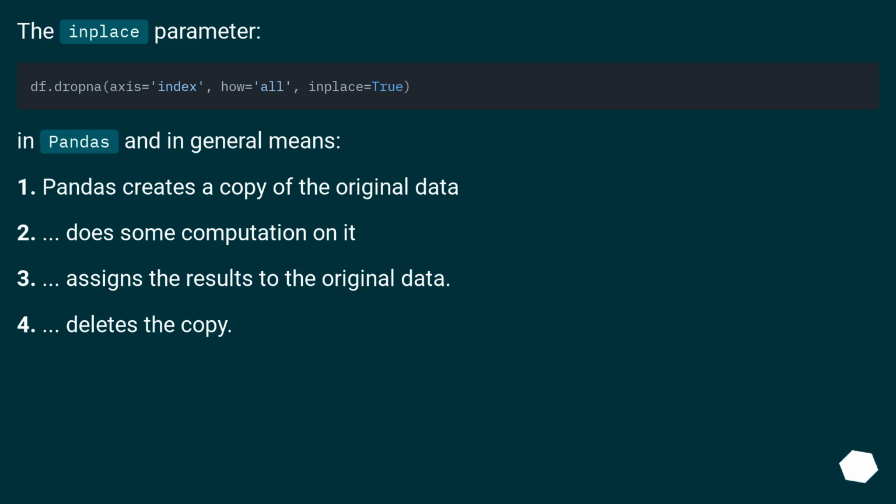The inplace parameter in pandas and in general means: 1. Pandas creates a copy of the original data. 2. Does some computation on it. 3. Assigns the results to the original data. 4. Deletes the copy.